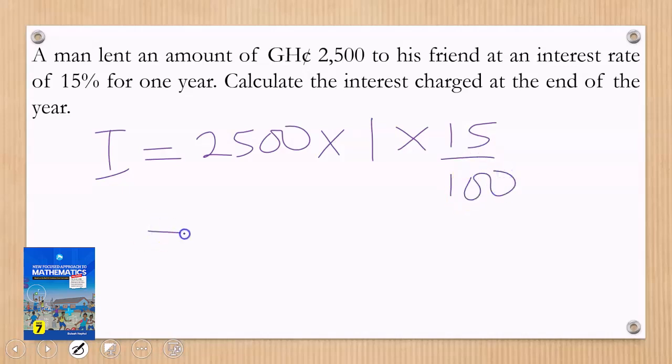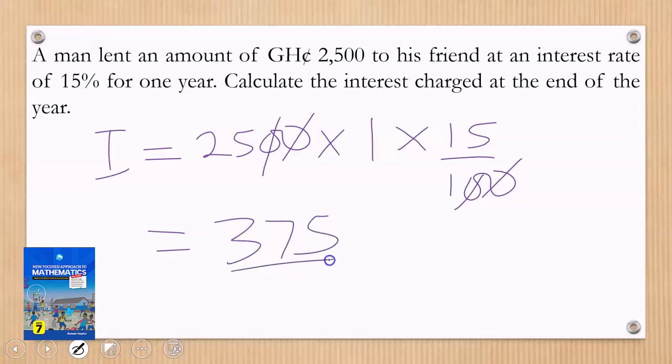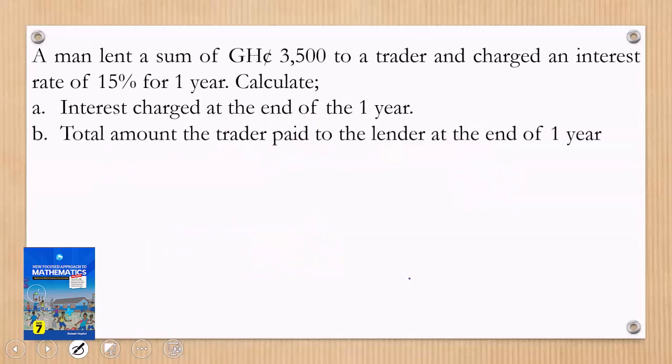And again, with simple calculation, you can have 15 times 25. So that will give us 375. So this is the interest charged on the money given to the friend, as a borrowed amount, and the friend is going to keep that money for 1 whole year. Now let's try the last example to end this video.